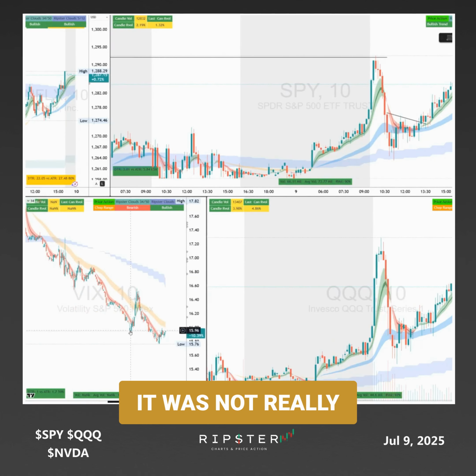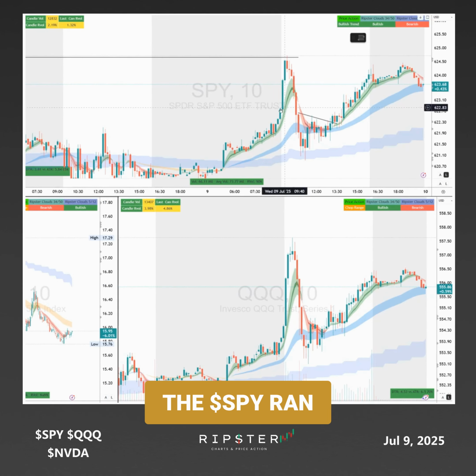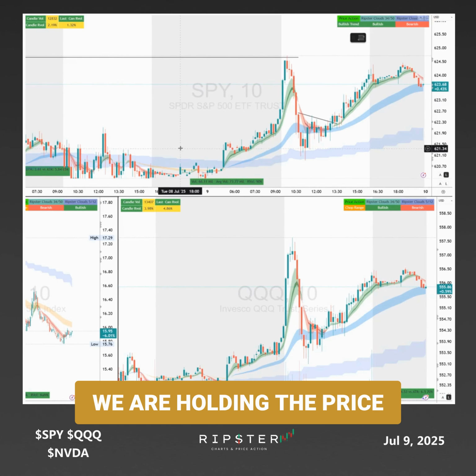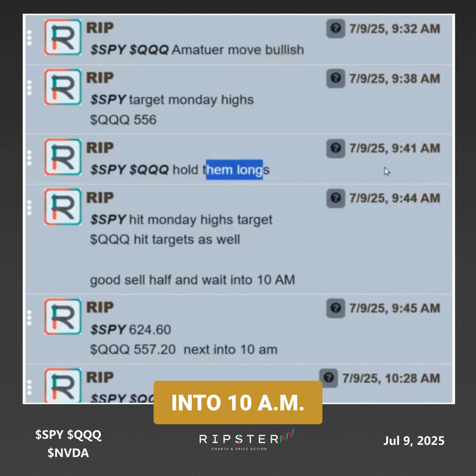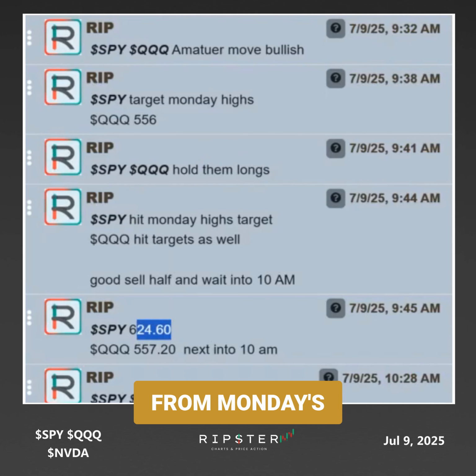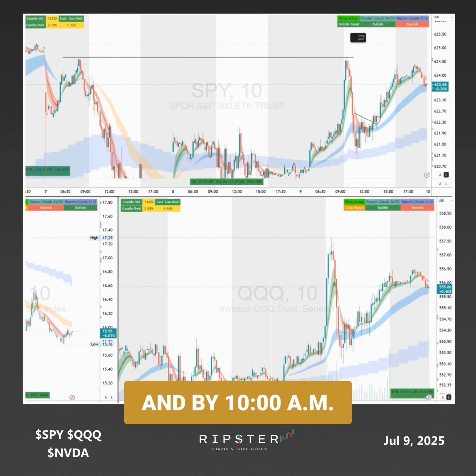VIX at that point was not really doing any bounce. It was sticking around under 16. So on that move, the SPY ran. Once I saw that we were holding the price, I gave the target of Monday highs because I knew we were going to push. I said hold them longs into 10 AM, 10 more minutes, hold it. Now we push. I gave the target 624.60 on SPY from Monday pre-market highs, and the target I gave on QQQ was 557.20. By 10 AM, we hit our target.